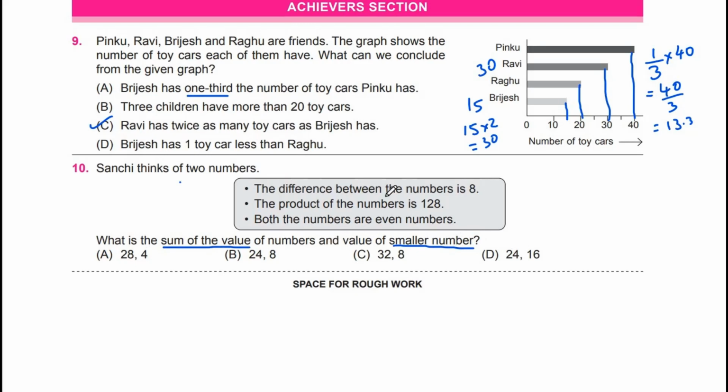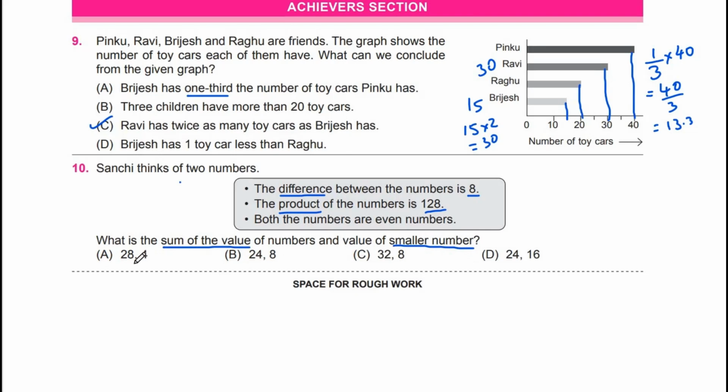What is given? The difference between the numbers is 8. So the difference is when you subtract the smaller number from the bigger number, and your answer is 8. The product, when you multiply them, your answer is 128. And the last one which is given is that both are even numbers. So instead of calculating different numbers, let's check from the options given to us.